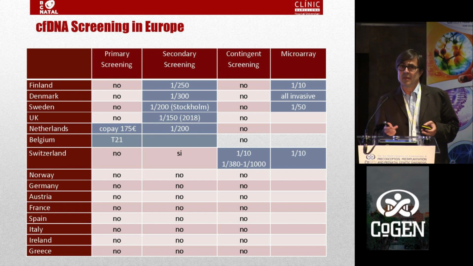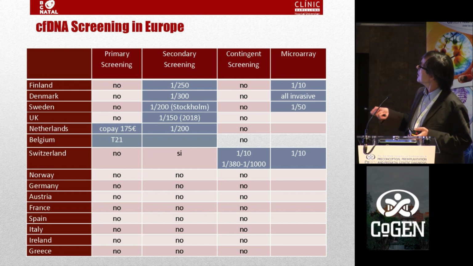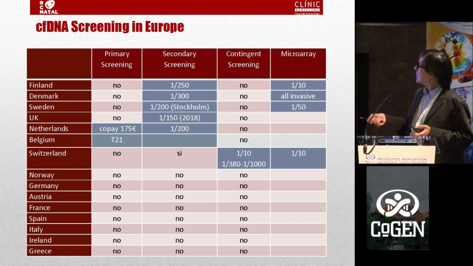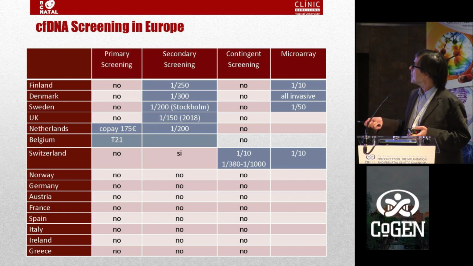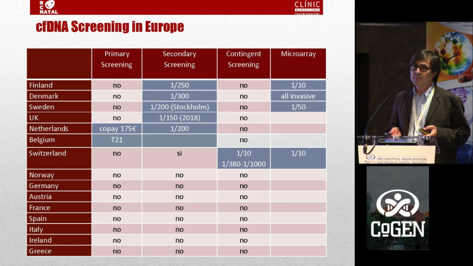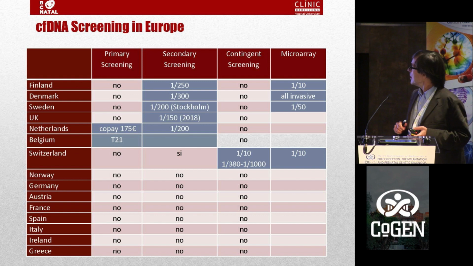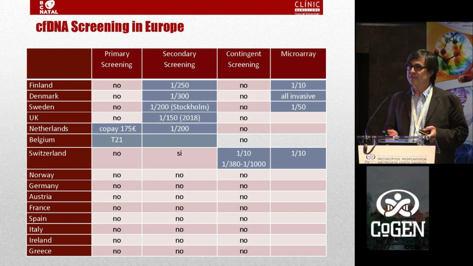I don't know if in any country I'm not updated. So there are 3 countries that offer cell-free DNA as a secondary screening. The UK is starting in January 2018. 2 countries are using cell-free DNA as a primary screening: the Netherlands, with a co-payment of 175 euros, and I think in Belgium you have to pay 8 euros. And 1 country in which the contingent test is offered. In the other countries, there are some plans to develop it, and probably next year the picture will be completely different.